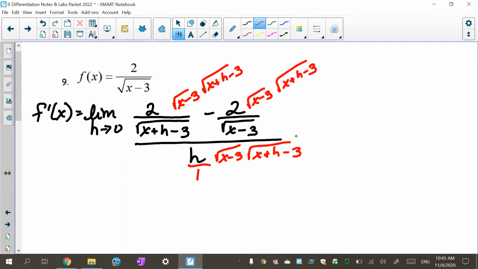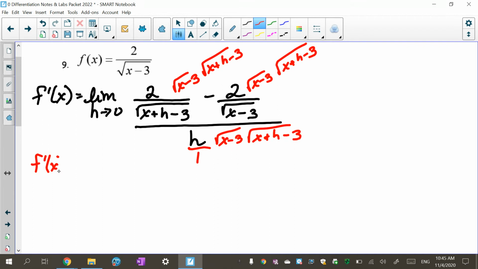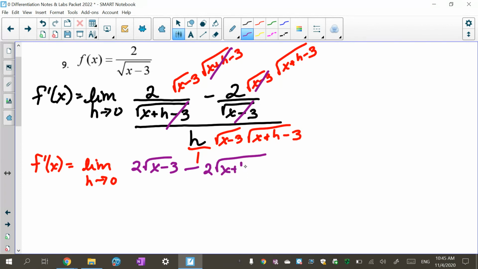So now I don't have room to do it there, so I'm going to come down. f prime of x is a limit as h approaches 0. This is why I did limits, was to do this definition and kind of got you started with the algebra. So I have 2 radical x minus 3 minus 2 times radical x plus h minus 3 all over, yes, you guessed it, h. And please be careful. I always have somebody every year that forgets the denominator. It makes me sad. So I've got that going on.